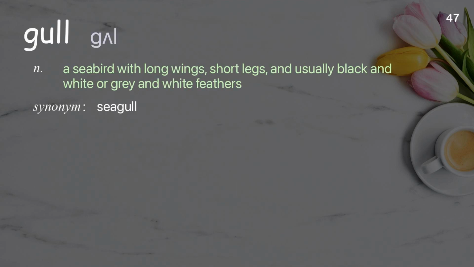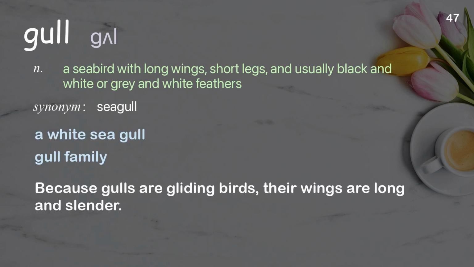Gull. A seabird with long wings, short legs, and usually black and white or gray and white feathers. Examples: A white seagull. Gull family. Because gulls are gliding birds, their wings are long and slender.